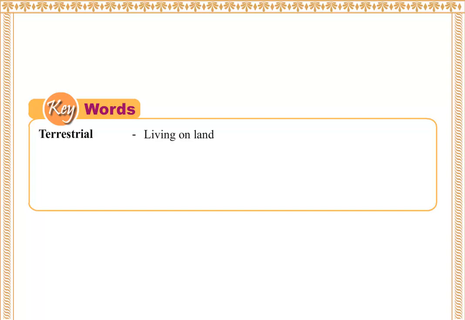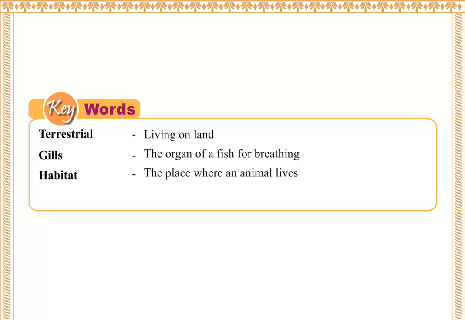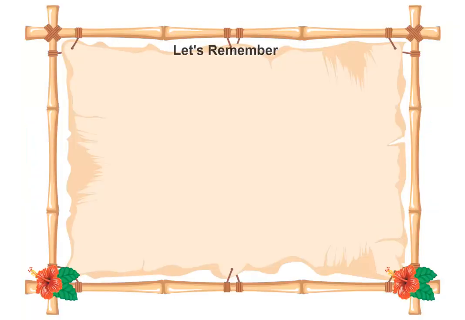Key words. Terrestrial. Living on land. Gills. The organ of a fish for breathing. Habitat. The place where an animal lives. Polar region. Places near the North Pole and the South Pole.